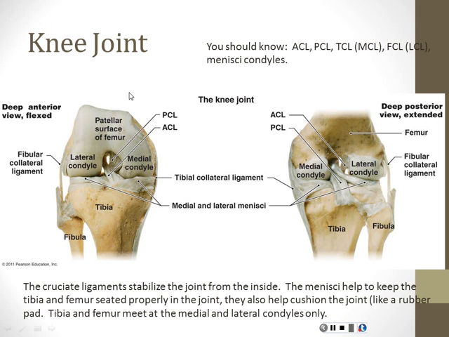Okay? And then there are a number of ligaments that you've got to know. So you have 2 cruciate ligaments on the inside of the joint: the anterior cruciate ligament and the posterior cruciate ligament.